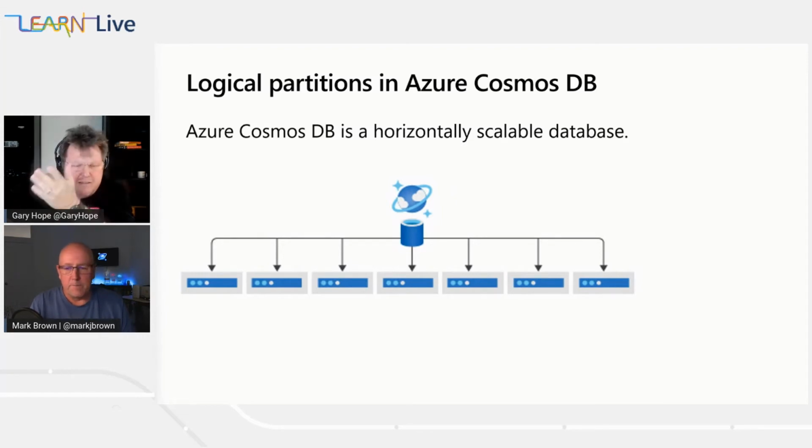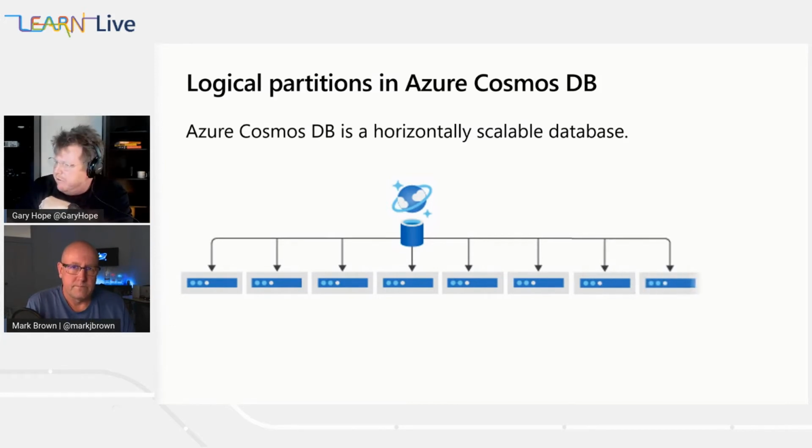Now, let's take a step back. Cosmos DB is horizontally scalable, right? Yep. So if these are our physical partitions, as we scale out, we're going to add more physical partitions.